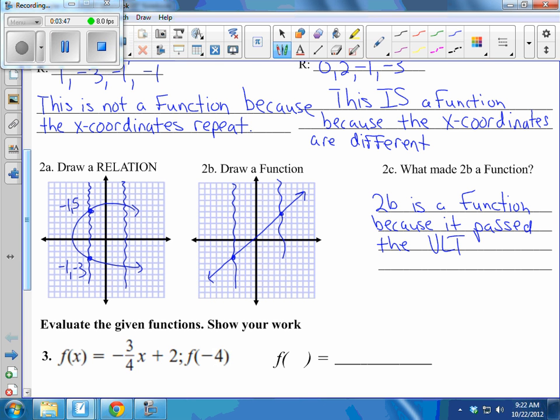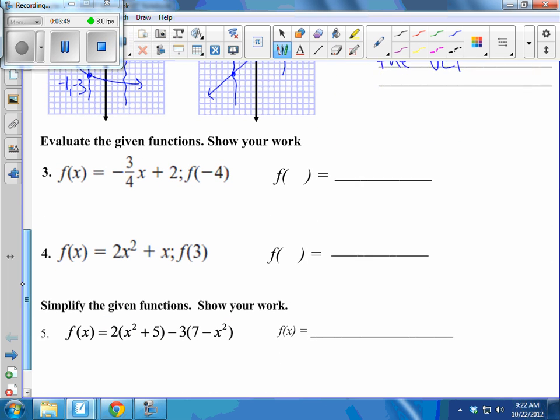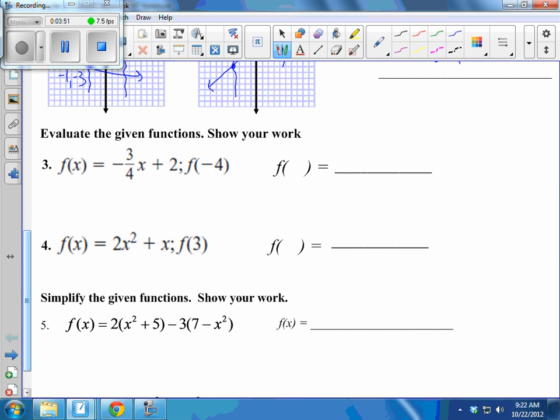All right, let's go to number 3. So on 3 and 4, you are evaluating the function. So what does this mean? I'm going to actually circle what you're going to evaluate. This is the function. And then what I'm underlining, the negative 4, is what I want you to put into the function. So this is just simply me taking negative 3/4 times negative 4 and then adding 2.